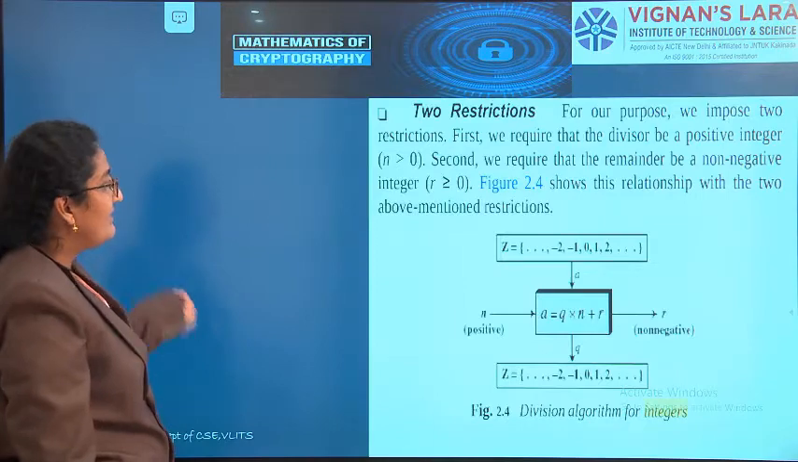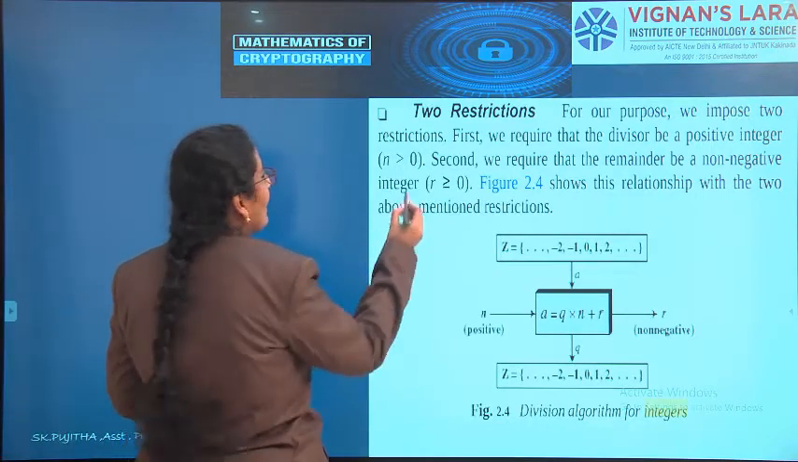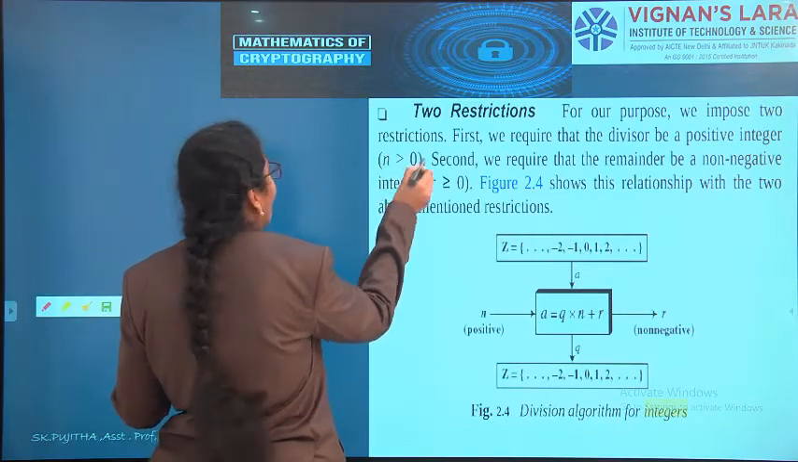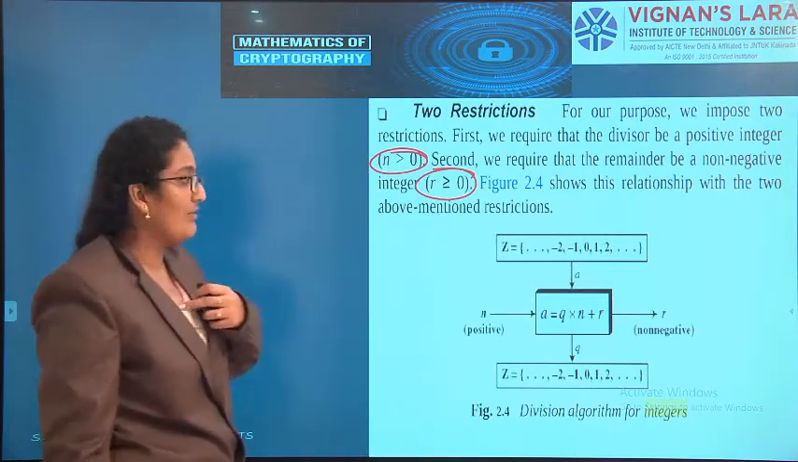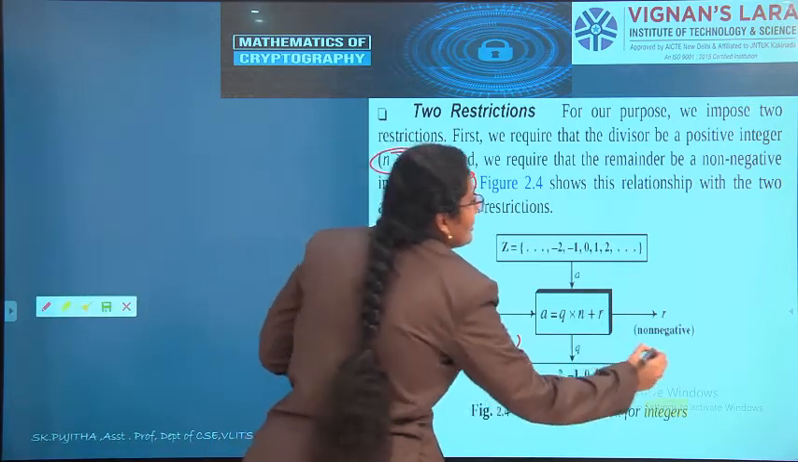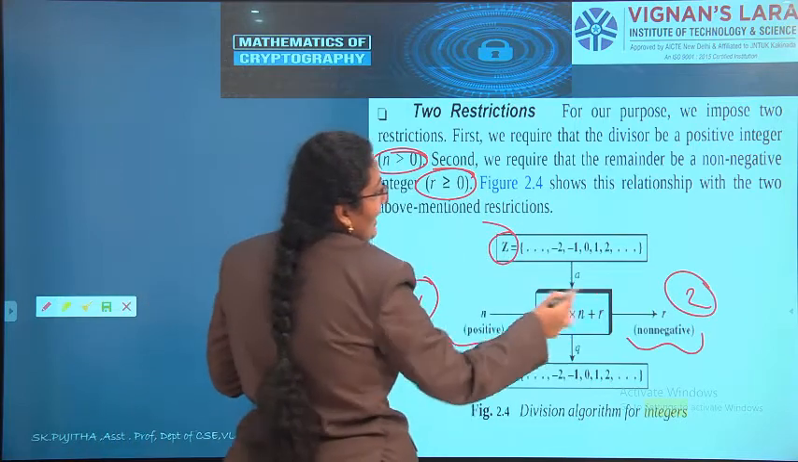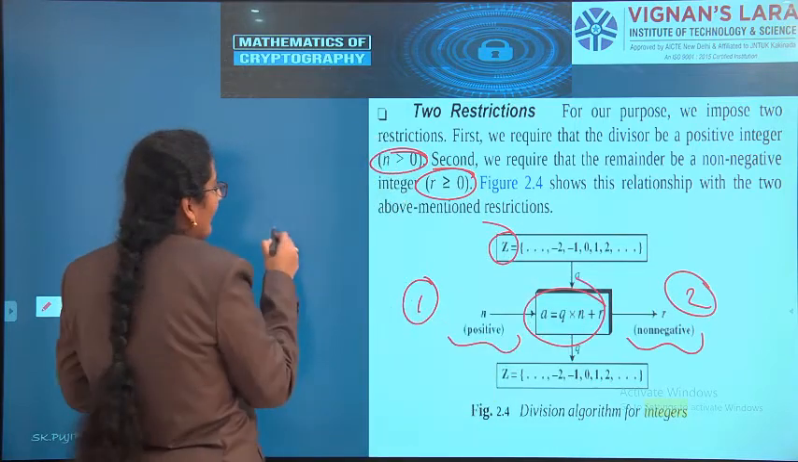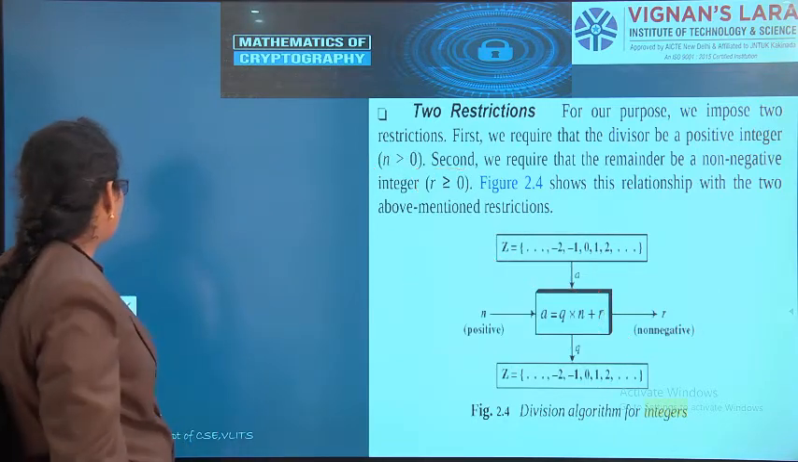So next, in that integer arithmetic we have two restrictions. The two restrictions are nothing but n should always be greater than 0, r should always be greater than or equal to 0. In technical terms, n should be positive, r should be non-negative. Again, the same integers we have taken, we are applying the division rule. Here we will get quotient and remainder as output.